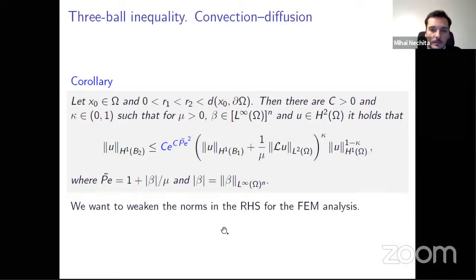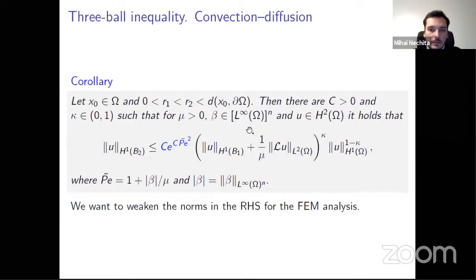So let me just emphasize here that it turns out that the stability constant may depend exponentially on the ratio between beta and mu, so between the convection term and the diffusion term. And also, I would like to emphasize the fact that here there is no regularity restriction on beta. It can be in L infinity. So this is a typical three-ball inequality.